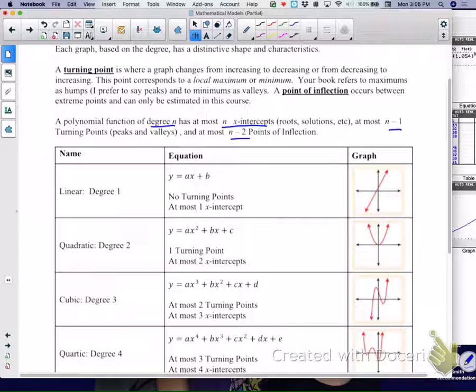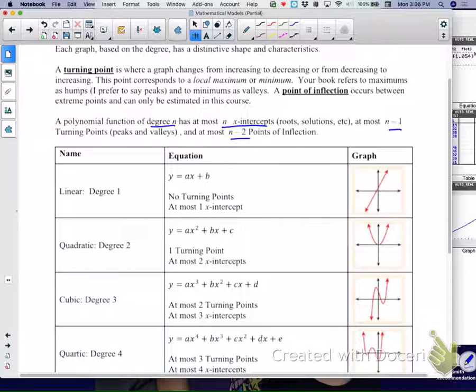If you're not having to graph something by hand, it's still going to be helpful to know this information because it's going to help you know if you're looking at a complete picture in your graph or not. So, first off, we have a linear function, degree 1. That's just your line, y equals ax plus b. This graph has no turning points, also no points of inflection because nothing's curved. And it has at most 1 x-intercept.